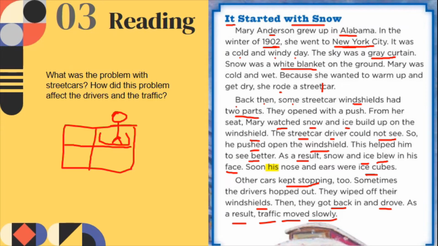We can say that the drivers had to stop in order to clean the windshield, and because of that their noses and ears were ice cubes, and because cars kept stopping, the traffic moved slowly. So in order to find the answer to this question, you have to pick bits from these three paragraphs and put them in one full sentence.